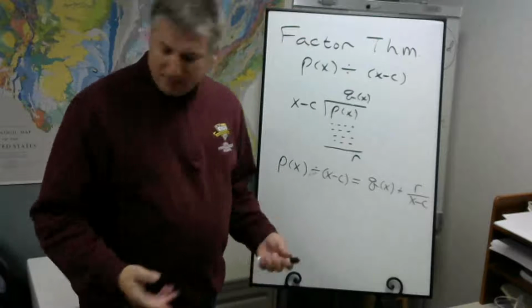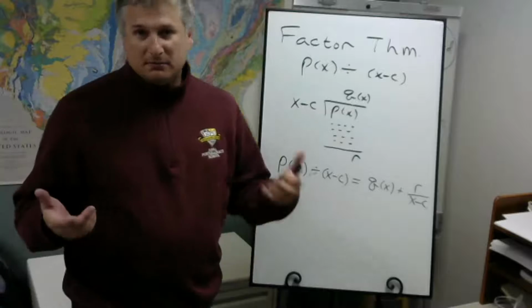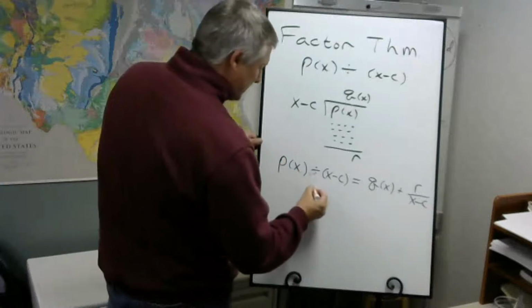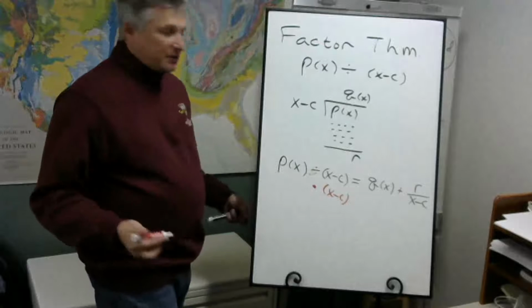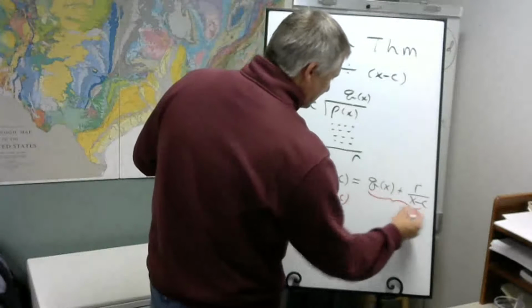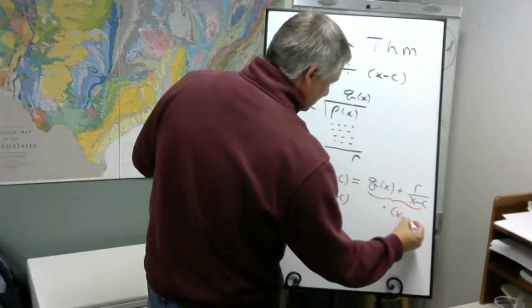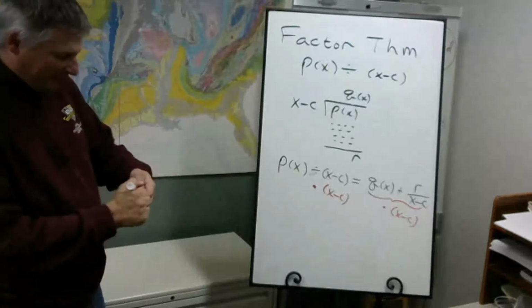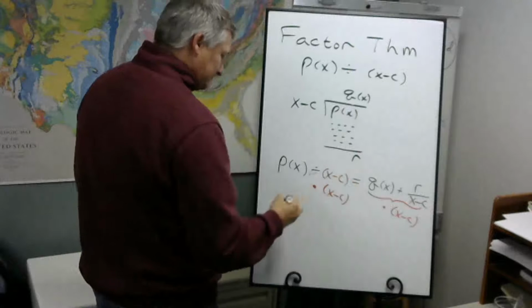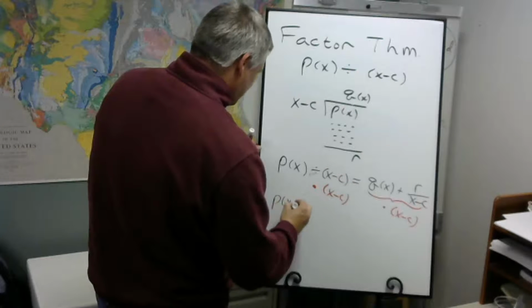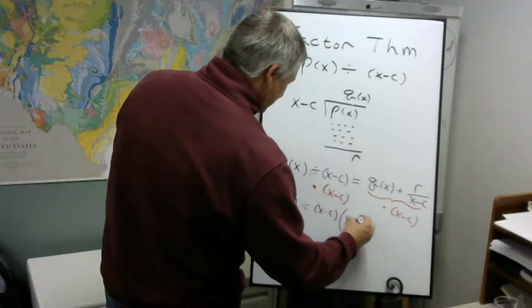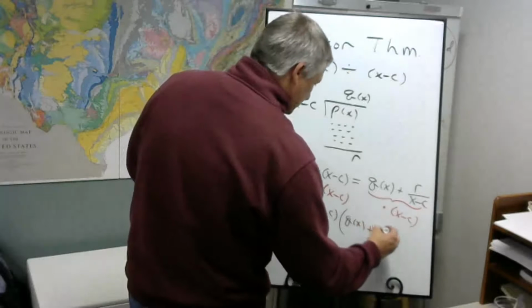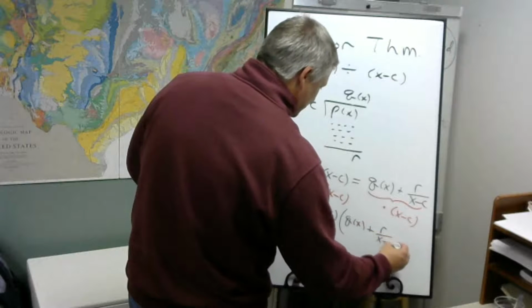Now, the opposite of division is multiplication. So let's multiply both sides by x minus c. These two will cancel each other out. And then we're going to multiply everything here by x minus c. So this will cancel. We get p of x is equal to x minus c times q of x plus r over x minus c.